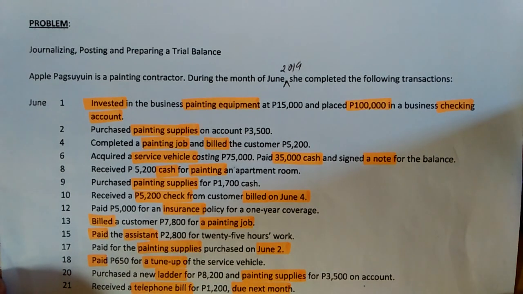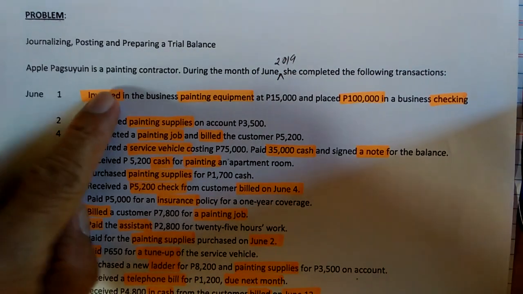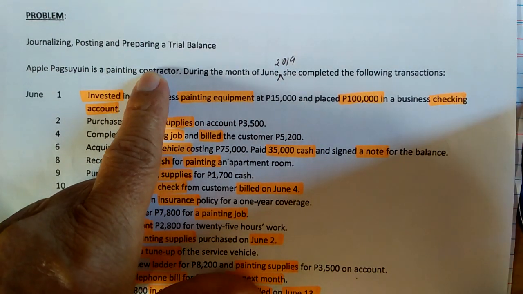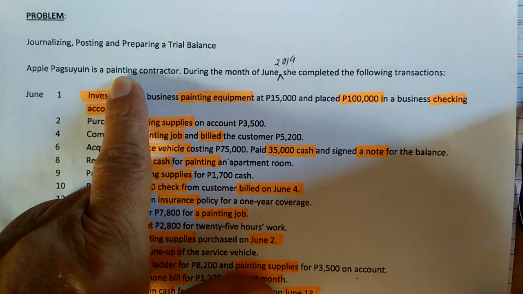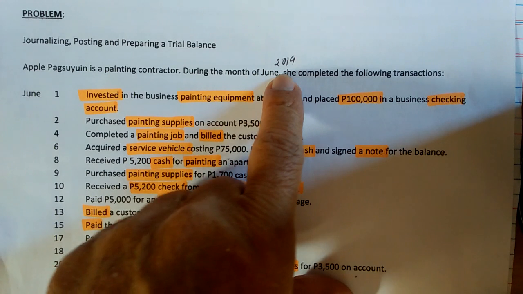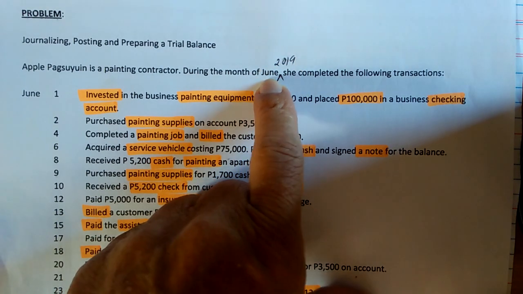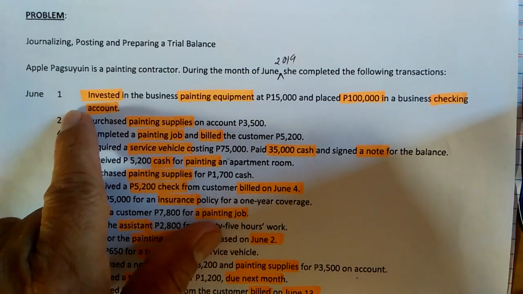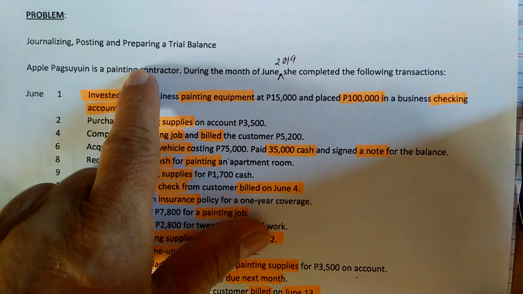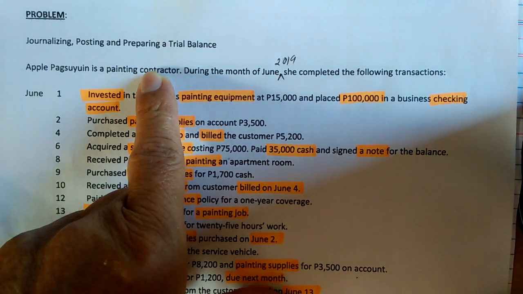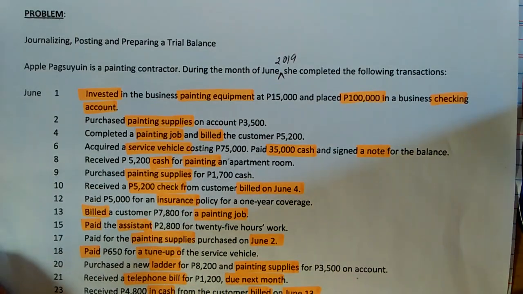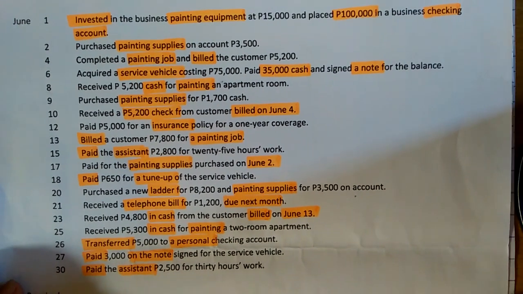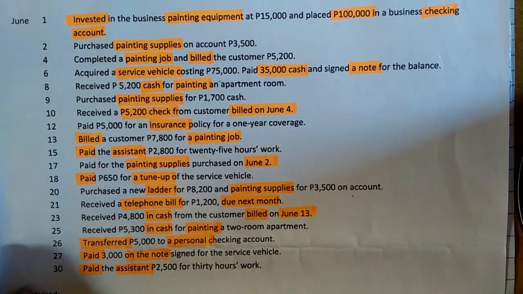This is a sample problem. Apple Pagsuyuin is a painting contractor, so painting jobs are her income. During the month of June 2019, she completed the following transactions. From June 1 to June 30, this is where we will put the journal entries.